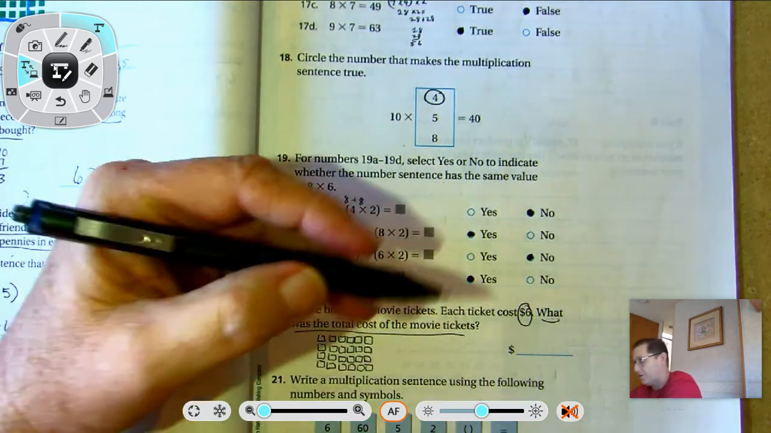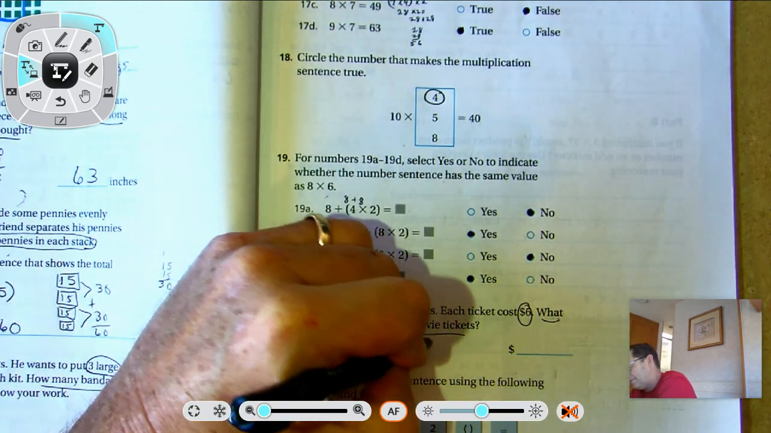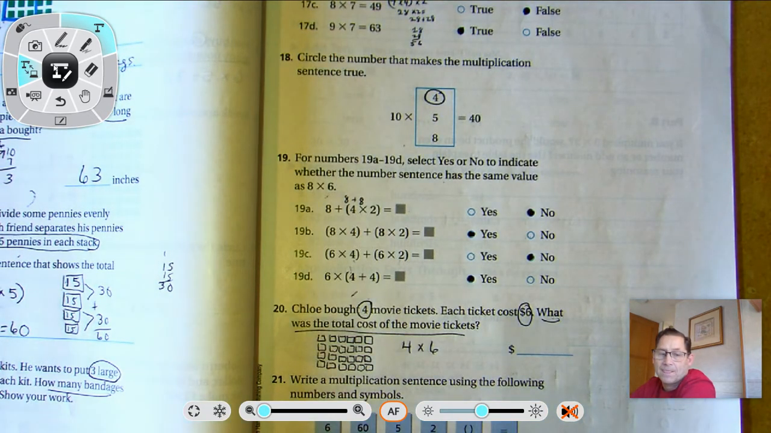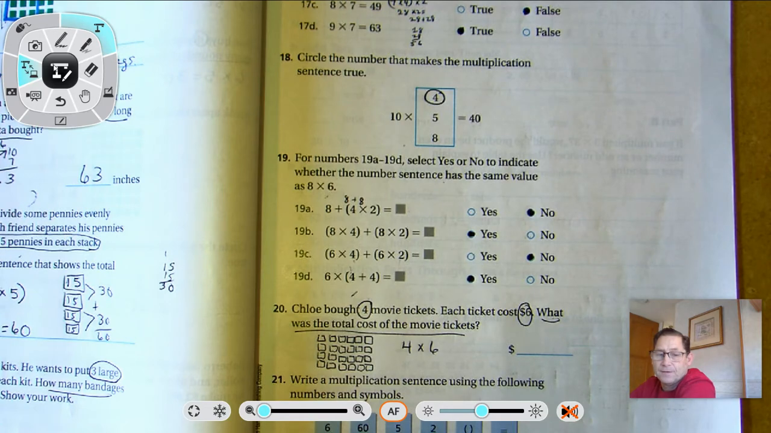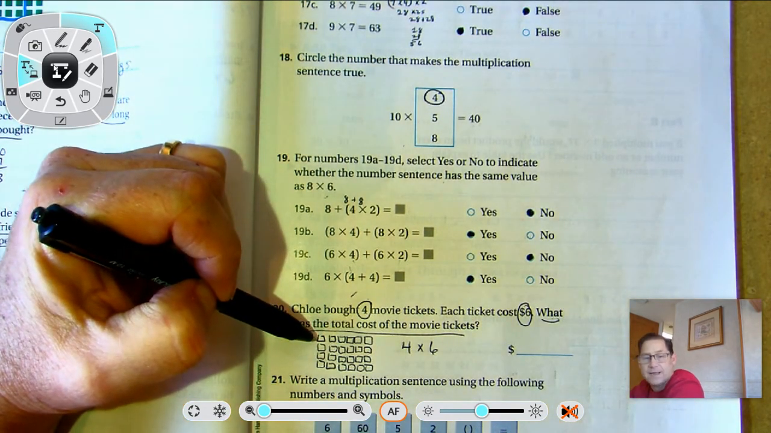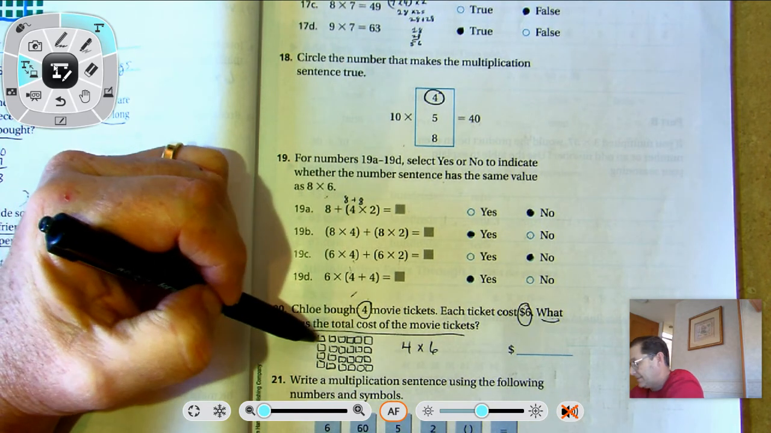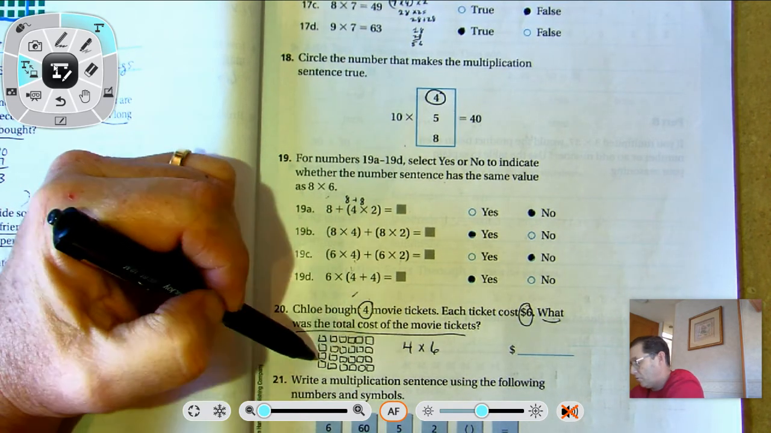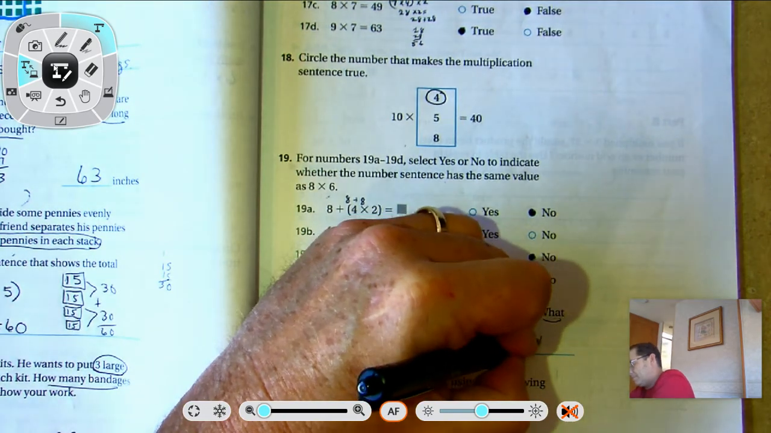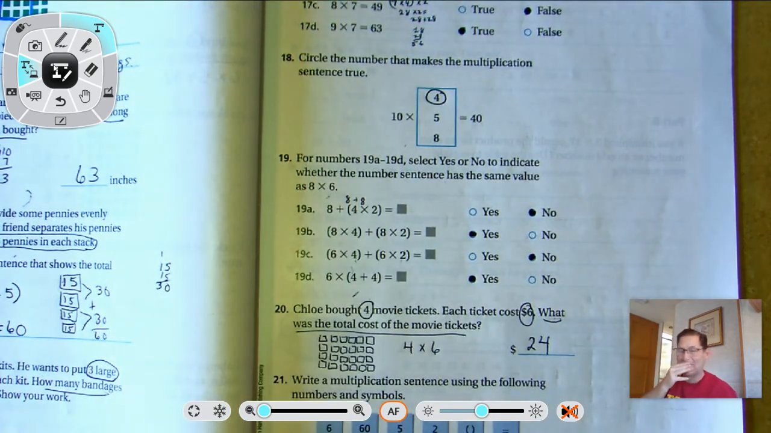Okay, so where's my array show? It shows 4 times 6. Again, the easiest way is just to know 4 times 6. All right, so 4 times 6, I can just add these up, right? 6, 12, 18, 24. $24.